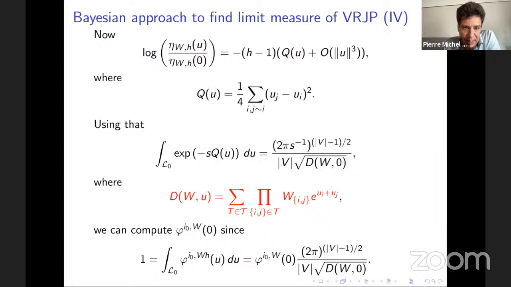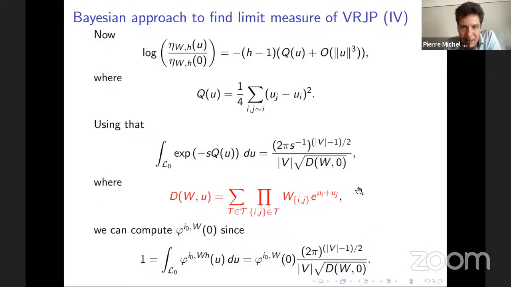It's again a principal minor of the generator of the Markov chain with jump rate Wij e to the ua plus uj, with diagonal such that the sum over each line of your matrix is 0. So then you get minus the sum over the diagonal. And by the matrix tree theorem, again, you can write it as a sum over spanning trees of the product over edges in the spanning tree of Wij e to the ua plus uj.